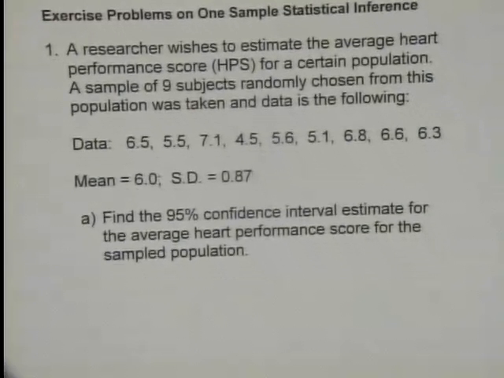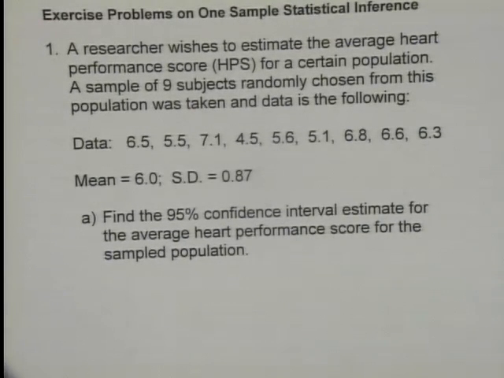I have data here, 9 subjects. I want to estimate the average heart performance index for the population where the sample is from. Okay, so I have 9 pieces of data, and I want to find a 95% confidence interval for estimating that. What should I do?